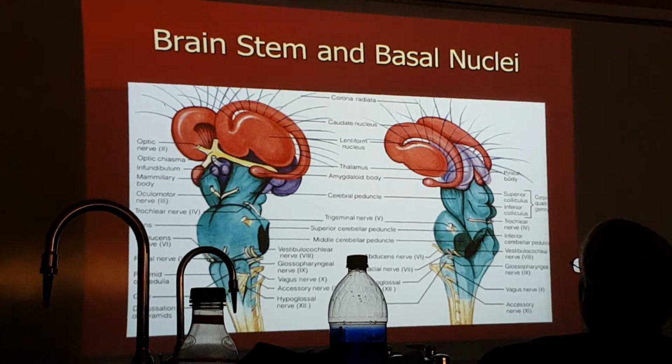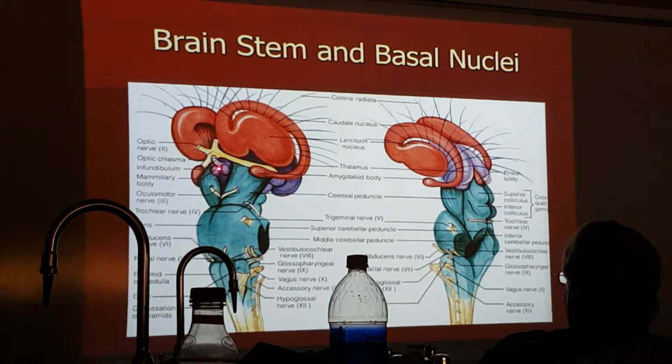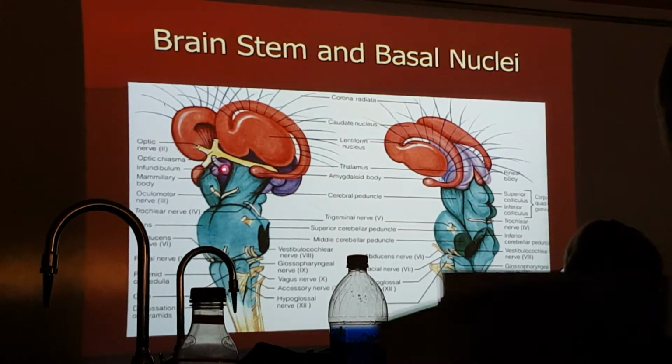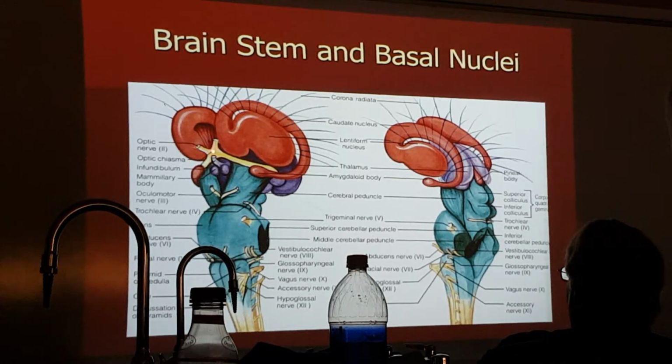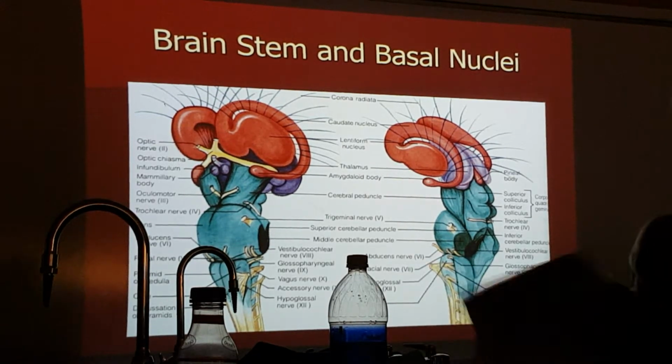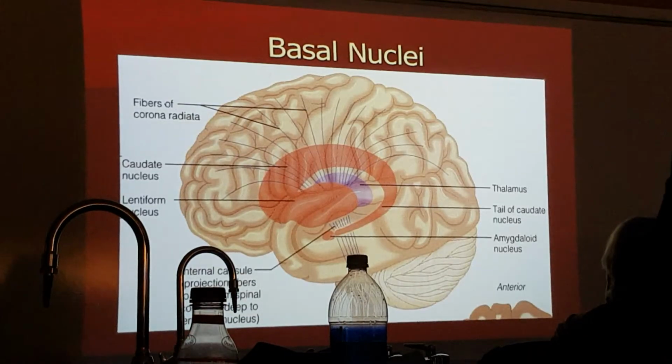I don't think it is. However, mammillary bodies are lab words, and they actually show up on the models. The optic chiasma, where the two optic nerves cross. Okay, basal nuclei again, caudate nucleus, and lentiform nucleus with the thalamus and medial.